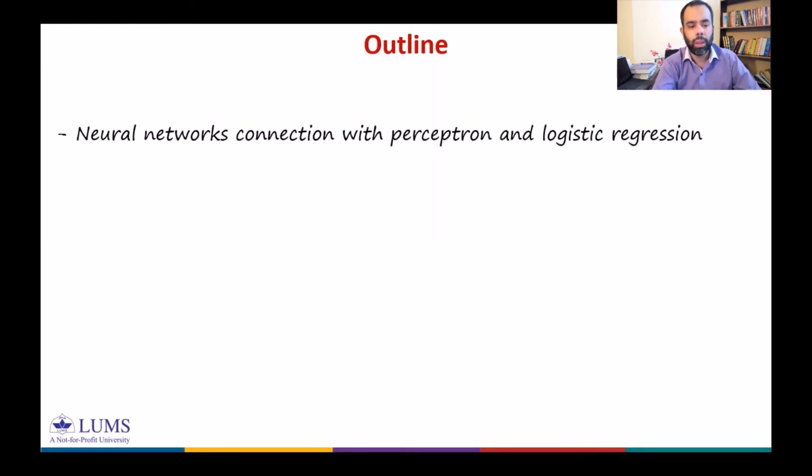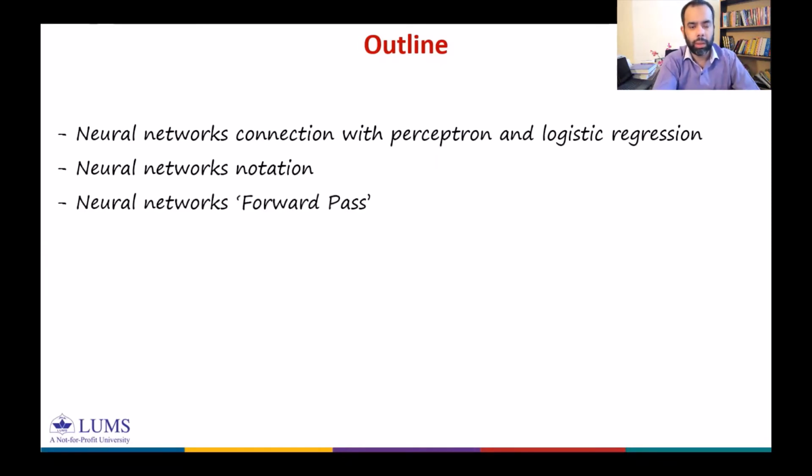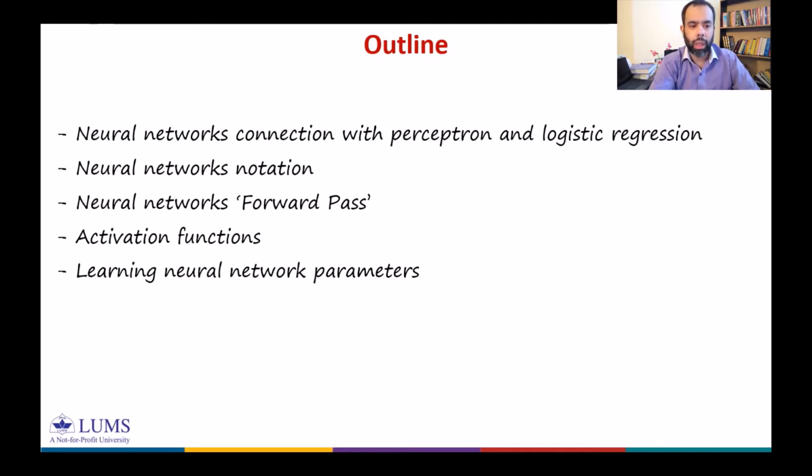So we'll start by establishing the connection with perceptron and logistic regression, and we'll give you an overview of neural networks. And then we will define the notation that can be used to relate input and output of a neural network through the parameters that characterize it. Then we will define what we call the forward pass, that is traversing the neural network in the forward direction, from input to output. And then we will talk about the role of activation functions in neural networks and what the possible activation functions are. And finally, we will conclude this topic with how we can learn the parameters of a neural network using the training data. We'll be studying the backpropagation method to learn these parameters.